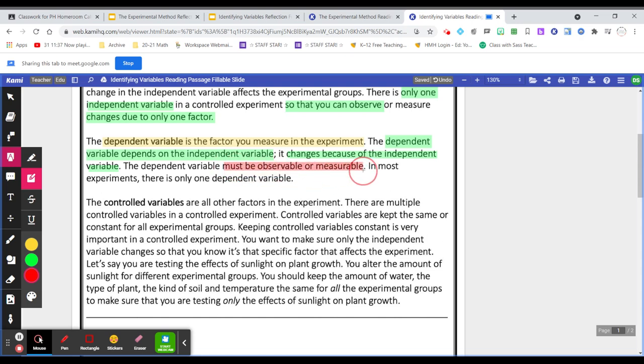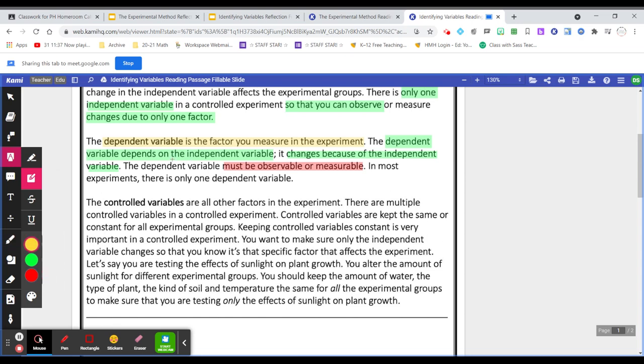In most experiments, there's only one dependent variable. So if we're thinking about on Monday, we were using the fertilizer experiment as our example as we went through. The one dependent variable we were looking at was the size of the flower in a plant. Okay. So in most, not in all, but in most.